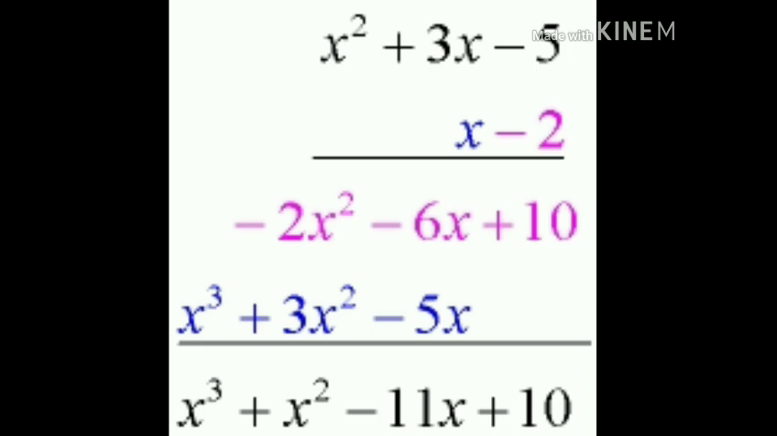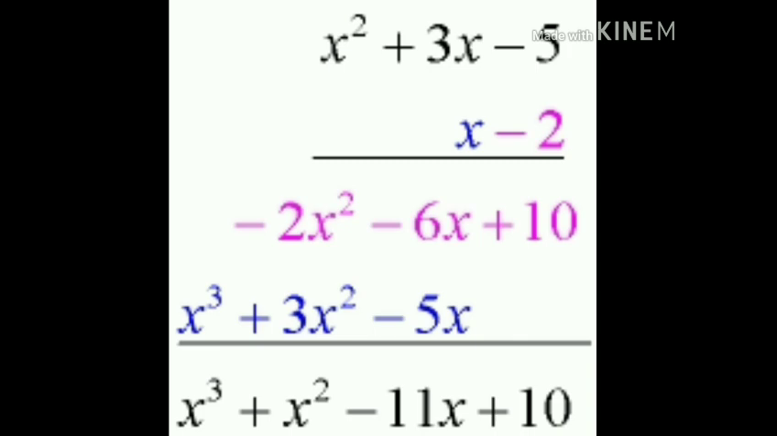Next, you multiply x from x minus 2 to x squared plus 3x minus 5. You must not align the answers of the two. You need to move one position to the left every after multiplying. If you're done multiplying, add all the products.